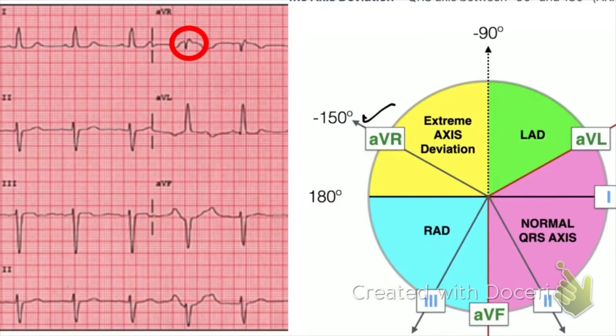Okay, so another one now. Here the equiphasic lead is AVR, right? So we took AVR, and perpendicular to AVR is lead 3. Look at lead 3 now.